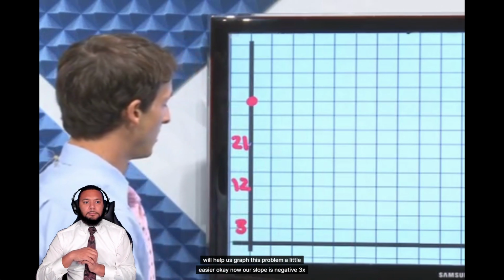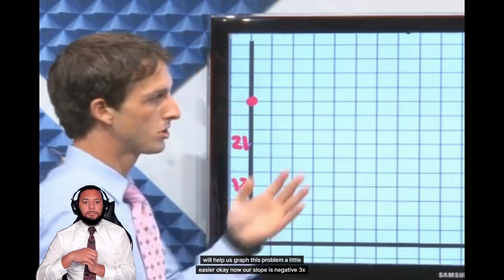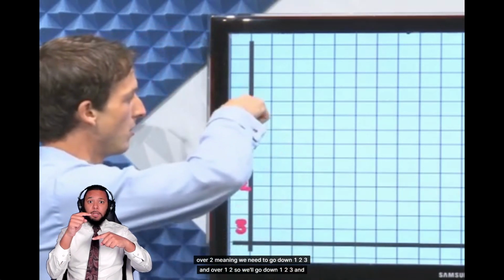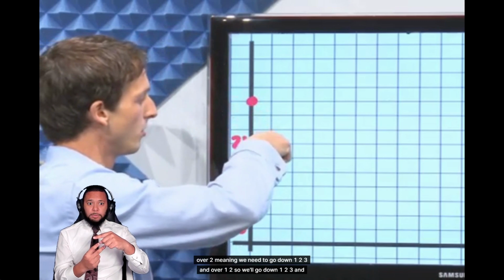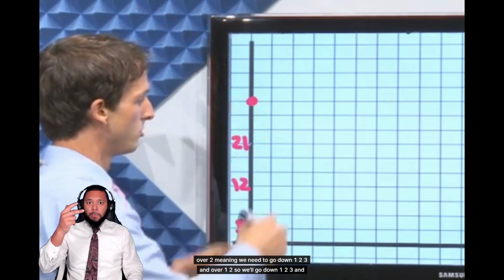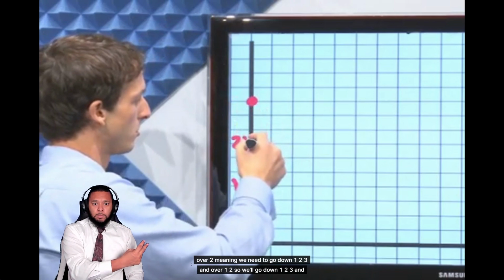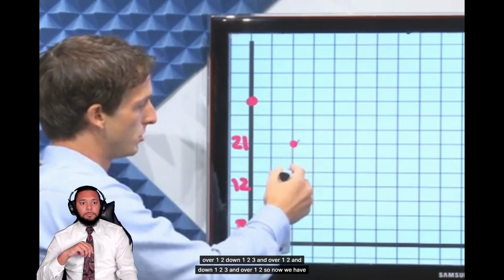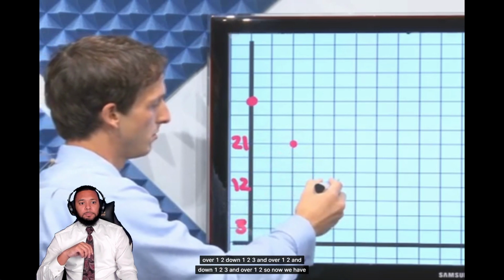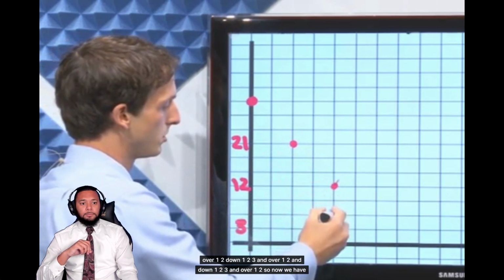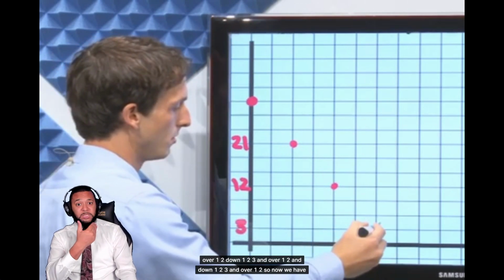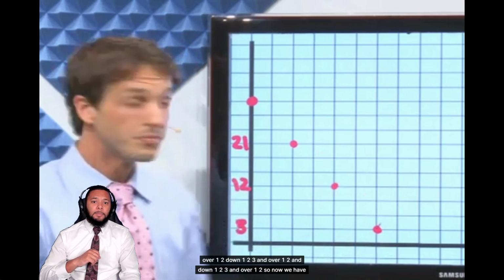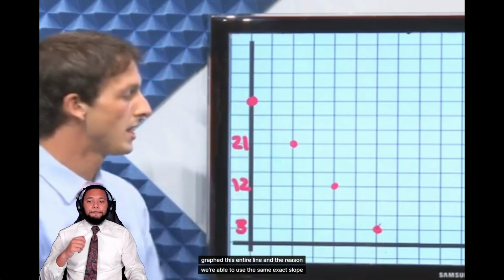Okay. Now, our slope is negative 3x over 2, meaning we need to go down 1, 2, 3, and over 1, 2. So we'll go down 1, 2, 3, and over 1, 2, and repeat down 1, 2, 3, and over 1, 2. So now we have graphed this entire line.